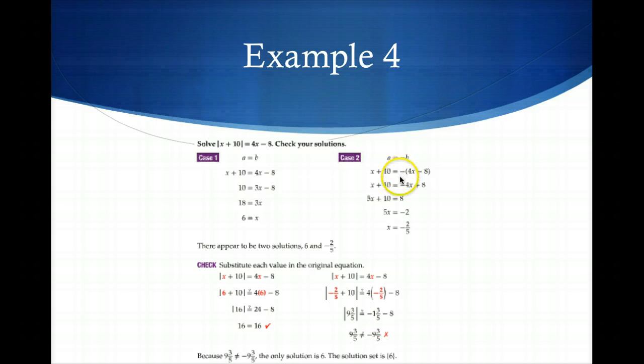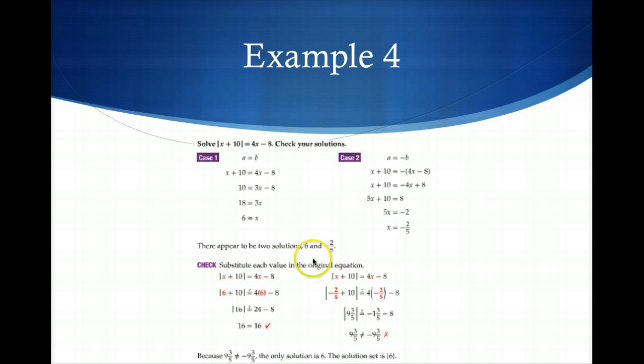Now what if we have a negative? So we're going to distribute this negative sign across 4x minus 8 to get negative 4x plus 8. Now that we have a negative 4x, let's add 4x to both sides. Have 5x plus 10 equals 8. Now let's subtract 10 from both sides. So 5x is equal to negative 2. Then divide both sides by 5. So x is equal to negative 2/5. So there appear to be two solutions, a 6 and a negative 2/5.